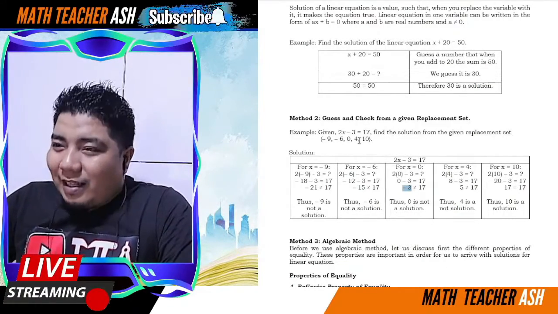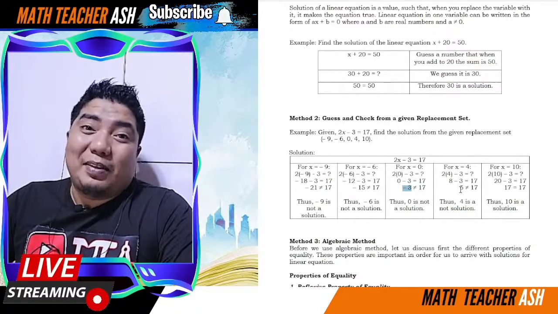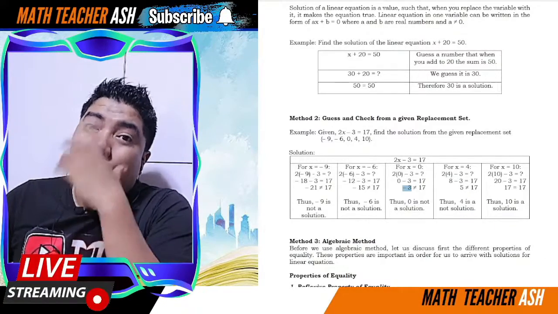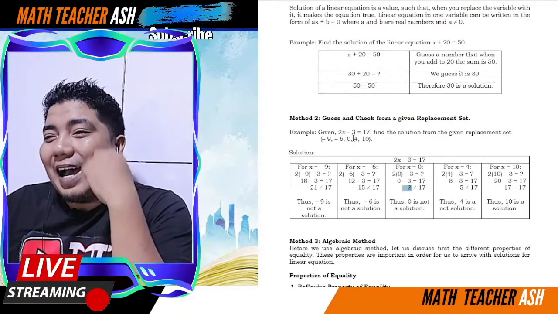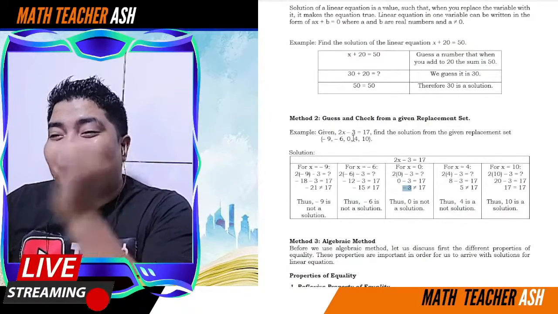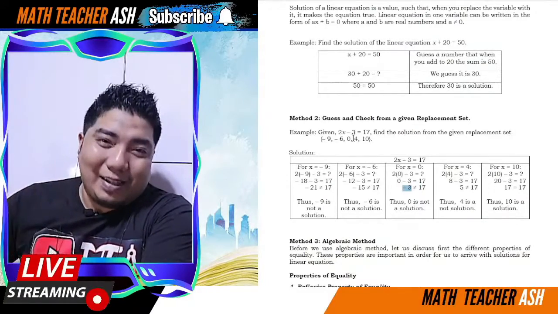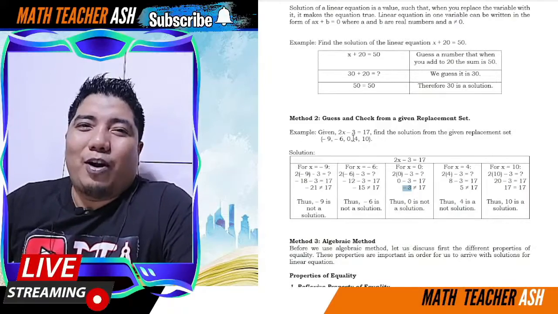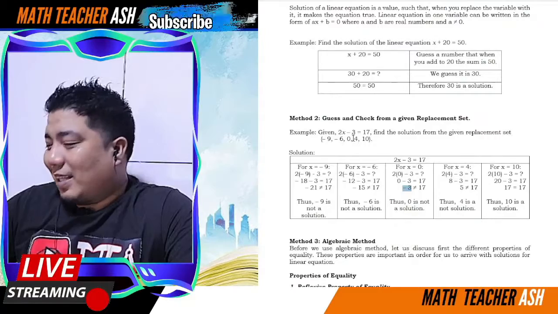And then, tinry naman ang 4. So, ang lumabas ay positive 5. And 5 is not equal to positive 17. Therefore, hindi pa rin ito solusyon. At last but not the least, itong 10, nang tinry ang 10, ang lumabas ay 17 at ang 17 ay equal sa 17. Therefore, 10 is the solution among the replacement set given.